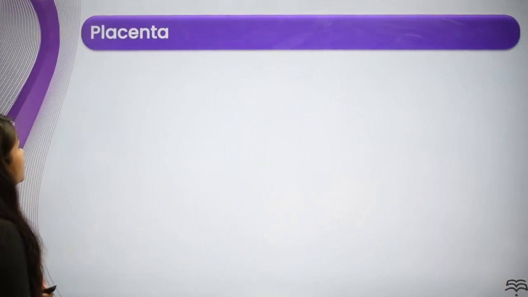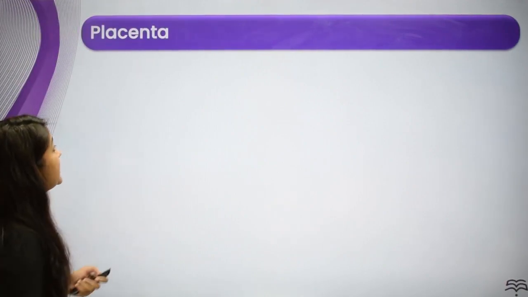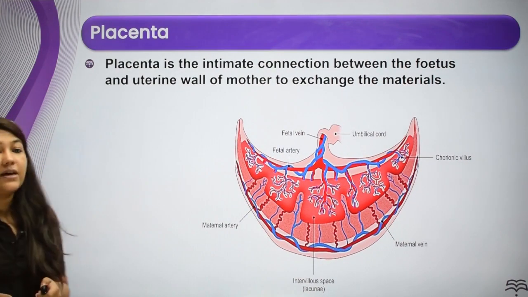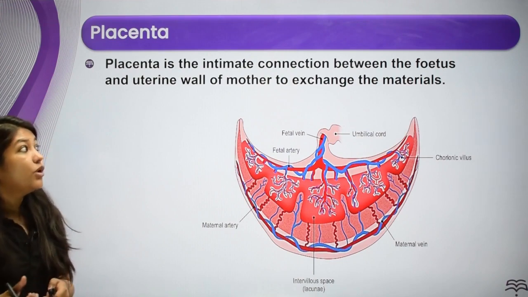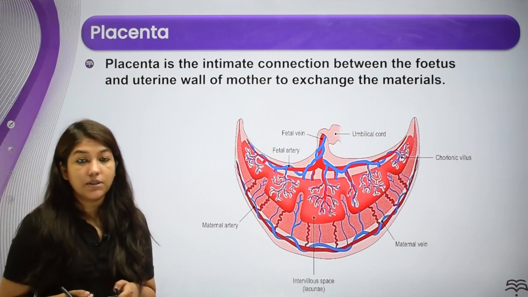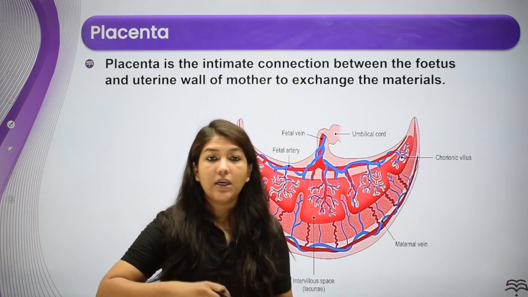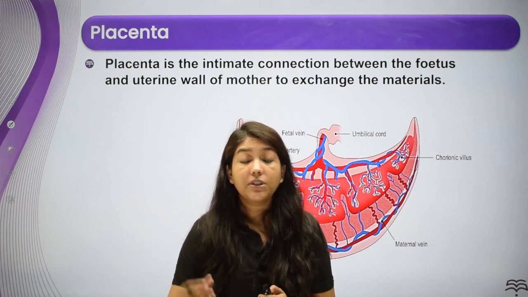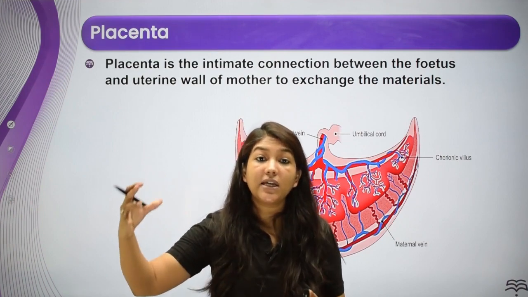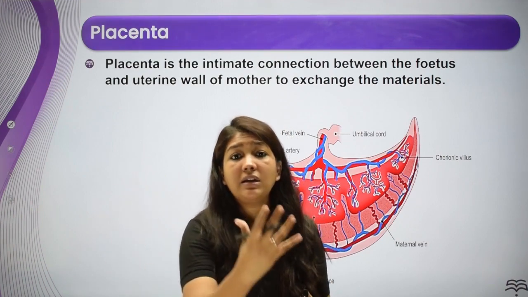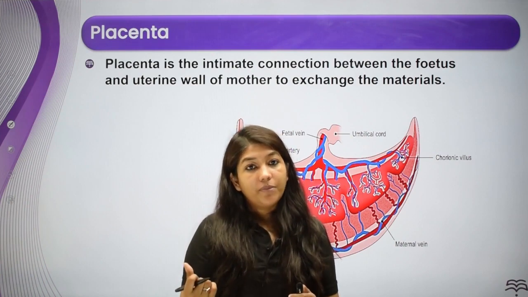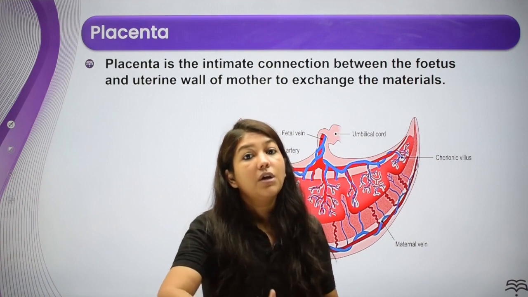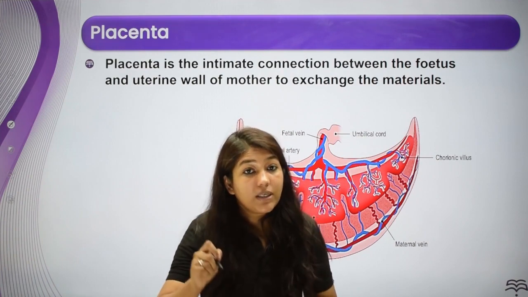The next thing that we are going to talk about is placenta, right? What is placenta? Placenta is the intimate connection between the fetus and the uterine wall of the mother to exchange the substances. Okay, so fetus of course is not capable of deriving its own nourishment or excretion of substances. तो ये सारी चीज़ें कैसे होती है? ये सारी चीज़ें मदर के थ्रू होती है, right? It derives its nutrition from the mother's blood, and whatever the waste substances are there, they are again passed on into the mother's blood. So how is this all happening?